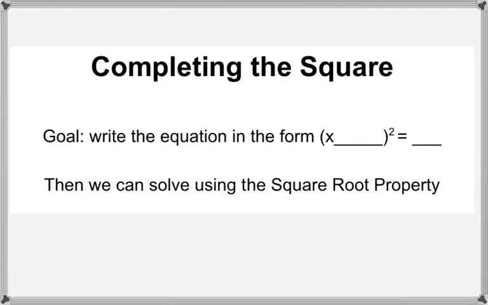In this video we're going to discuss solving quadratic equations by completing the square. So the goal of this method is to write the equation in a form where we can then use the square root property. So it needs to be the square of a binomial on one side and the number on the other side.